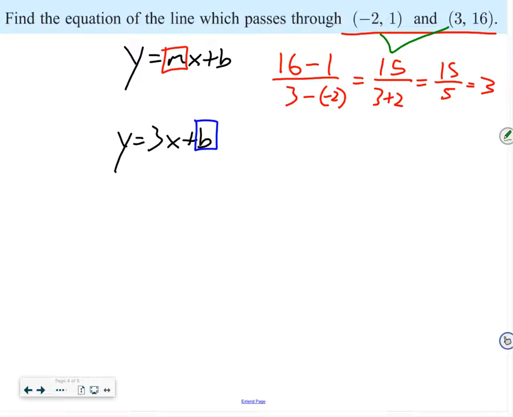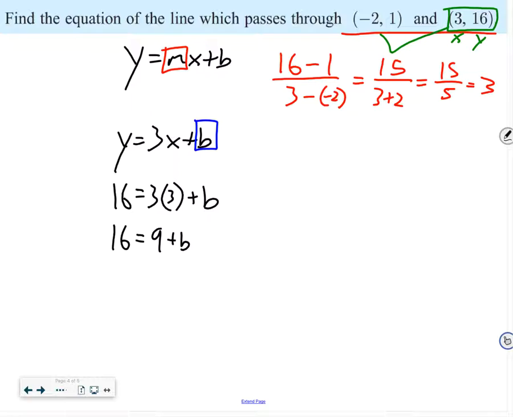Okay, so I'm going to go ahead and just deal with ones with all positives. So I'm going to let x be 3 and y be 16, and plug them in. So I get 16 is equal to 3 times 3, my x value, plus b. I have one equation, one unknown. Should be able to solve this out. So I get 16 equals 9 plus b, subtract 9, and I get 7 is equal to b.